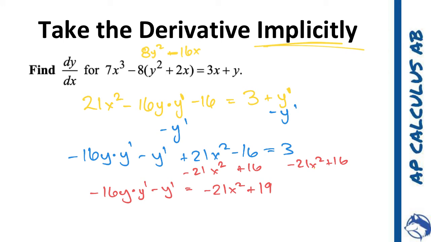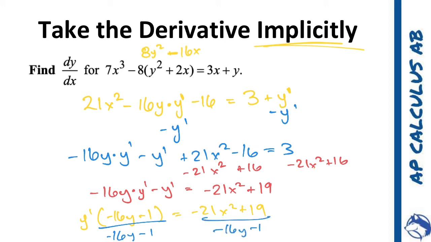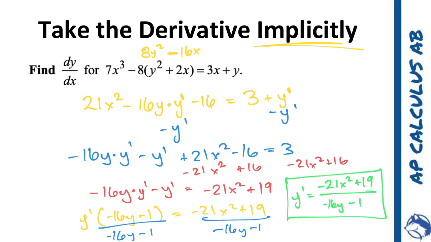So now I need to factor out my y prime. So I get my y prime times negative 16y minus 1 is equal to negative 21x squared plus 19. Last piece is just divide by this negative 16y minus 1. And I'm left with my y prime. So my y prime is equal to negative 21x squared plus 19 divided by negative 16y minus 1. And that's it. That's how I would take the derivative implicitly.